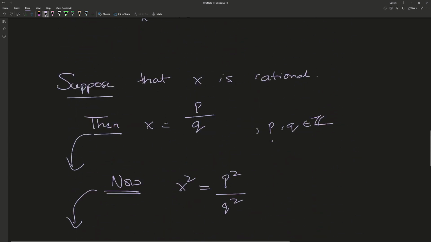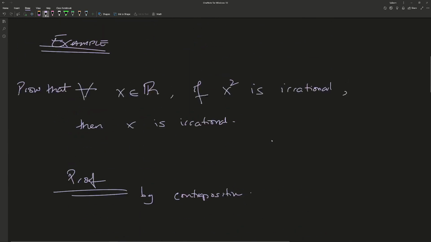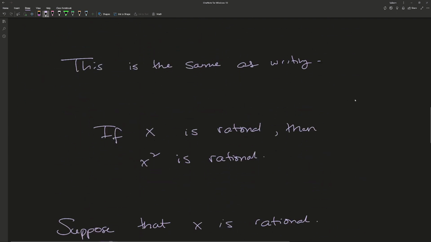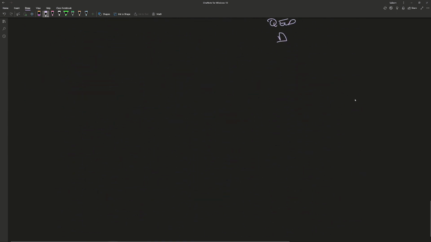So this is how we would prove something like this, where it's not easy to just start by saying let x squared be rational, or suppose that x squared is irrational, and then start to prove. This is one method that we can use. Of course, there are many other ways that we could tackle this. What's another way? Just to outline another way.